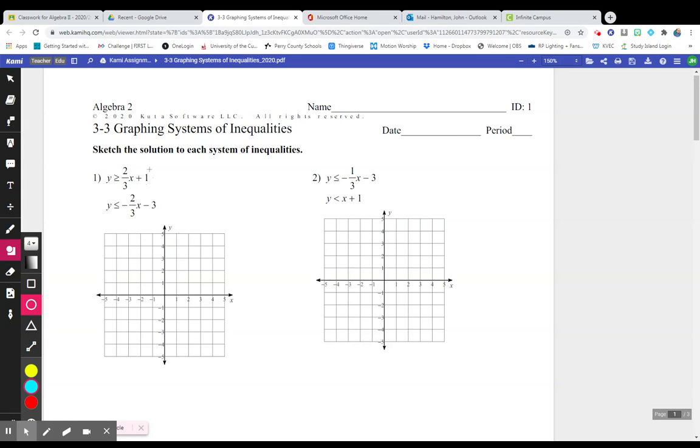We always start at our y-intercept. Our y-intercept is out here, a positive 1, so I'm going to go to positive 1 and put a circle right there. You can make that any size you want to. It doesn't really matter. It's just our starting point for our graph.